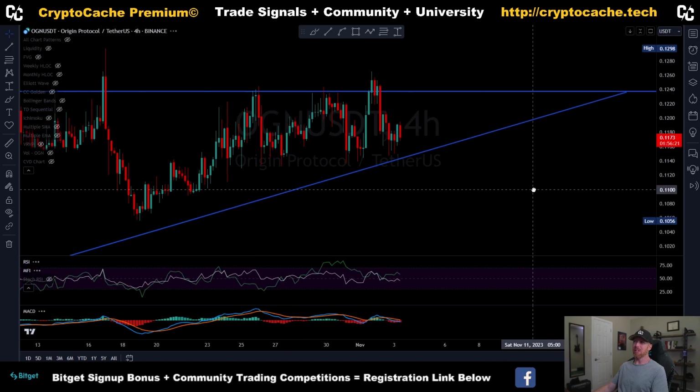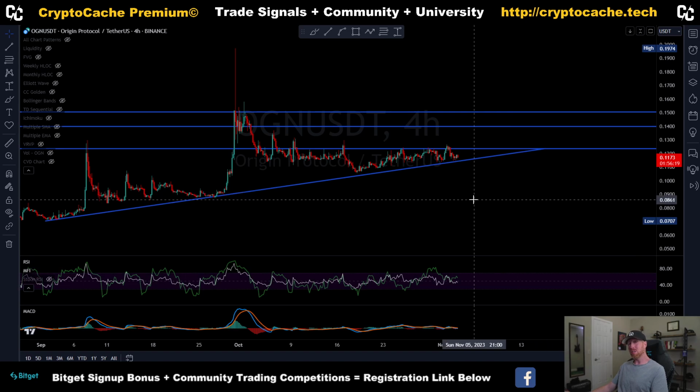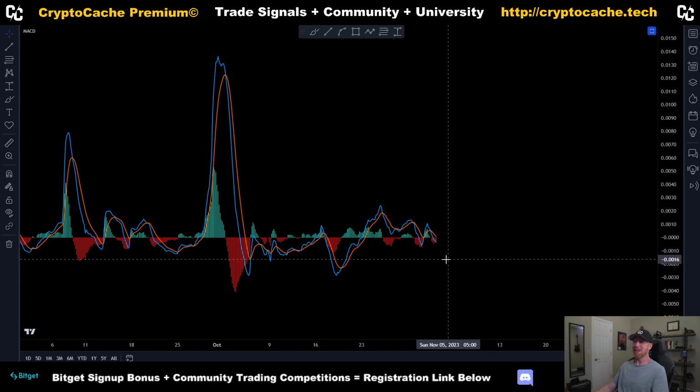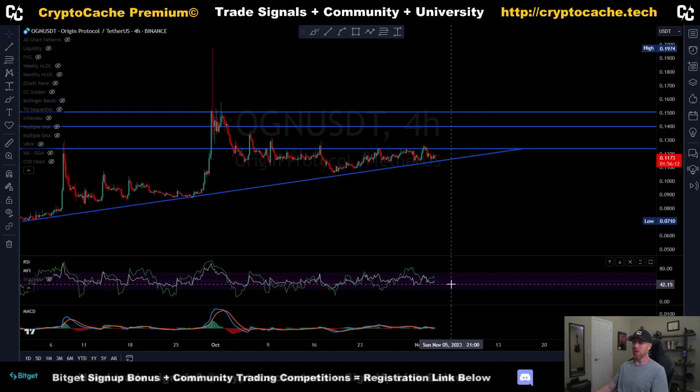So truth is the daily looks kind of break even. There's some good stuff and some bad stuff, and I don't really love either of it. Just being honest with you. MACD is diverging here on the 4 hour as well. We're below 50 on the RSI.